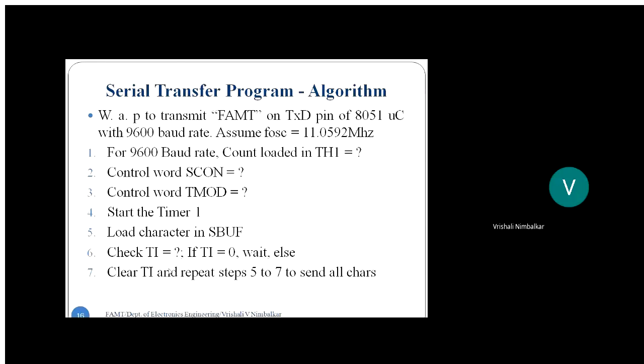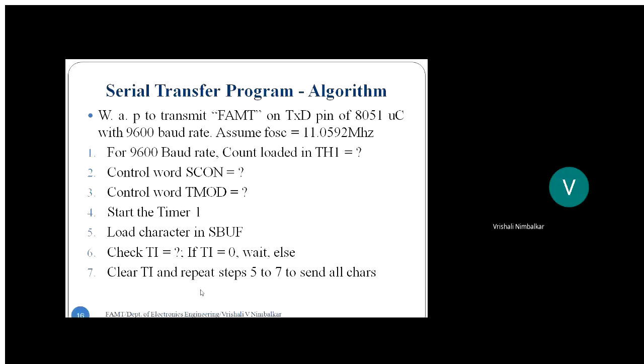After A, we will be sending M and then we will be sending T. So this is the logic of the program, or the algorithm of the program. Is it okay? See here, whatever problem statement is given, we are going to do transmission. So the first thing is, for the given baud rate, find out the count, initialize the SCON control word, initialize the TMOD control word, start the timer, load the character in SBUF, and keep on checking the TI flag. That's how the logic of our program will be.